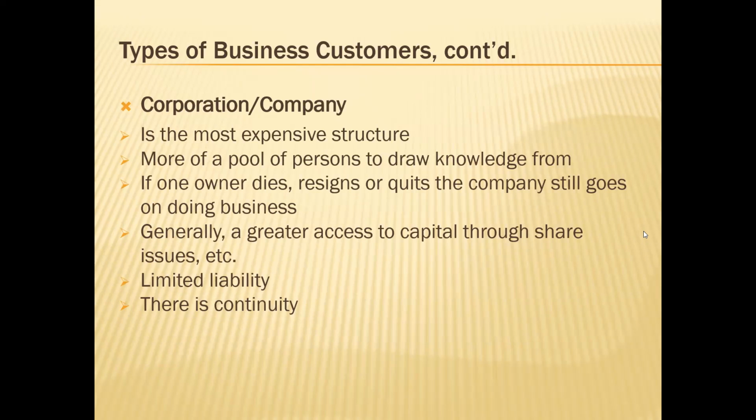Types of businesses, corporation, company. Okay. It is the most expensive structure, and again, because see, you're now using lawyers and that type of thing, because you're incorporating, so the fees are greater. So it's the most expensive structure to have. Okay, and then the annual fees for your company to keep your company license, not just your business license, but your company license.